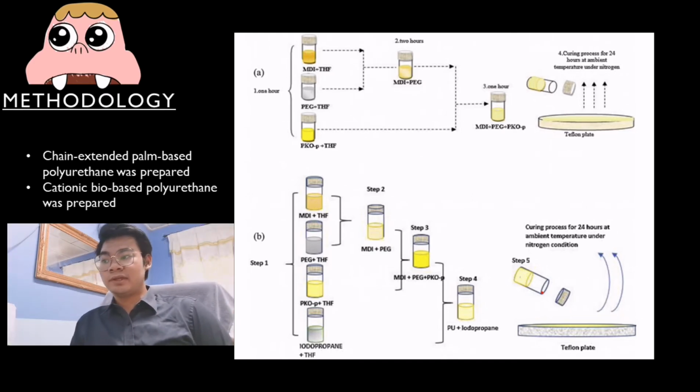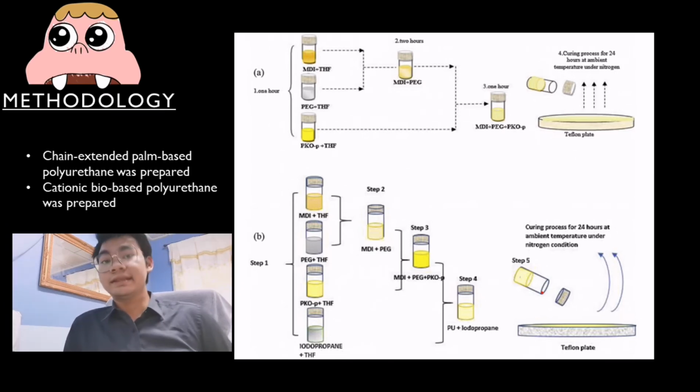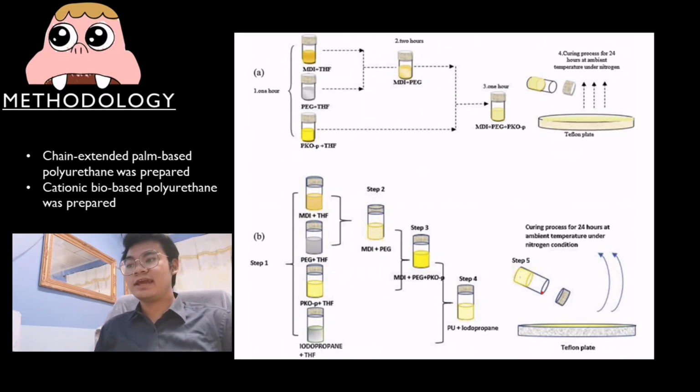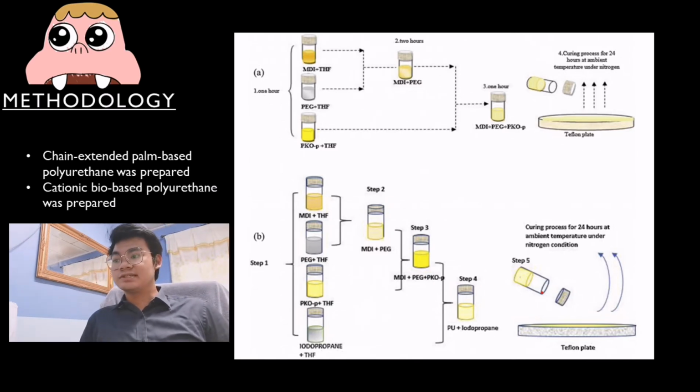Various amounts of MDI, PKOP, and PEG were dissolved in THF for an hour in 3 separate flasks before the polymerization reaction. Then, the MDI was added to PEG under continuous stirring and left for 2 hours as pre-polymer. The reactions were terminated by the inclusion of PKOP for another hour. Then, the polymerized solutions were cast onto a Teflon dish and left for 24 hours in a glove box at ambient temperature for the curing process.